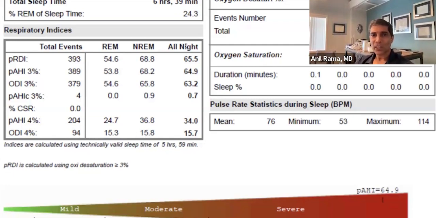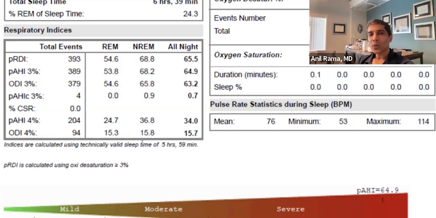And interestingly, usually we have a separate column that's all night. Then we have a non-REM column and a REM column. Typically, if someone has a compromised airway during sleep, it's more compromised during REM sleep because your skeletal muscles relax and you're more likely to inhibit your airway. But in this particular case, it was actually the opposite. It was a little bit worse in non-REM versus REM.